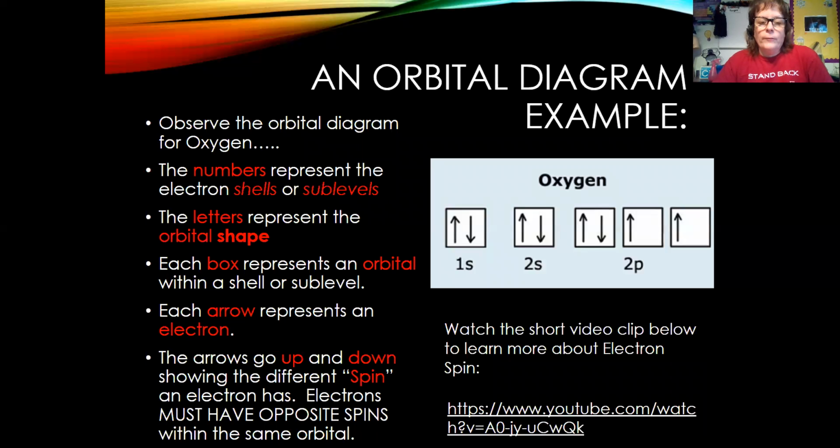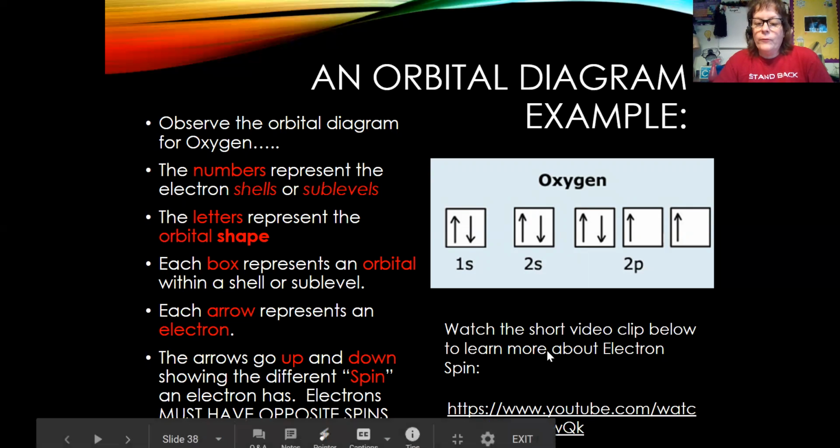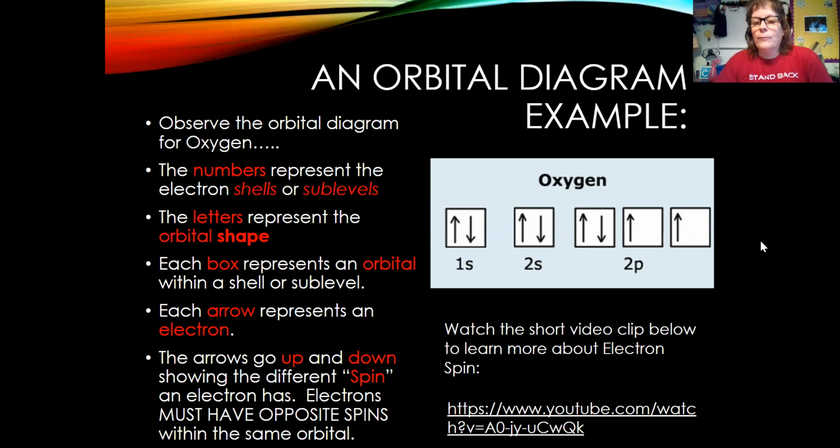All right, so here's an orbital diagram example for oxygen. If you remember, we did the oxygen configuration. And so we have our boxes here instead of our lines, same thing, doesn't matter. So the numbers represent your energy levels, 1, 2, and 2. And then the letters represent the shapes, of course, of the orbitals, the s and the p's. Each box represents an orbital within the shell or sublevel. And then, of course, the arrows represent the electrons. And the arrows go up and down, showing a different spin. Electrons must have opposite spins within the same orbital. They just can't go in the same direction. It just doesn't work. If you want more information on that, you can watch this video, but just remember they have to have opposite spins, which are going to show as opposite pointing arrows.